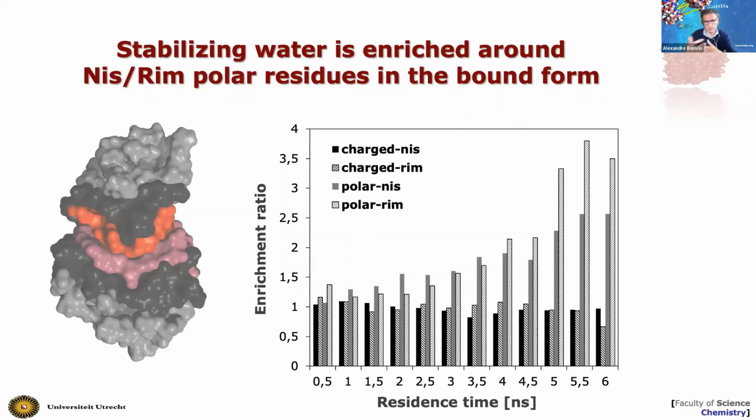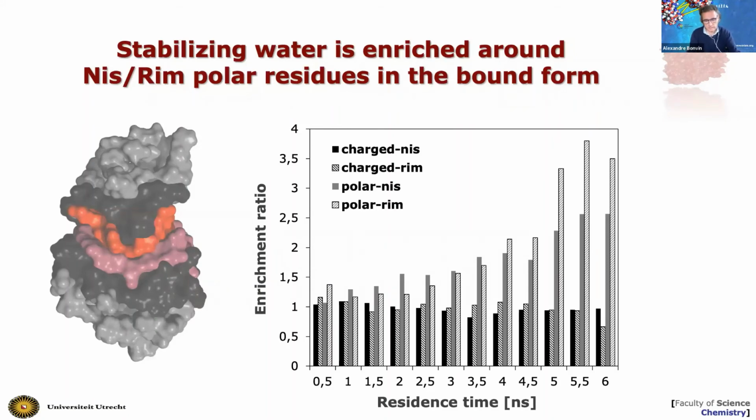Water is constantly exchanging on the surface of proteins. And we see again an effect that the water tends to stay much longer around polar residues on the surface than charged residues. So here is the polar non-interacting surface versus the charged non-interacting surface. These are the polar residues, and down there you see the charged residues. So there is an effect when you run molecular dynamics simulation, which tells you that indeed water seems to be stabilized in proximity of polar residues.